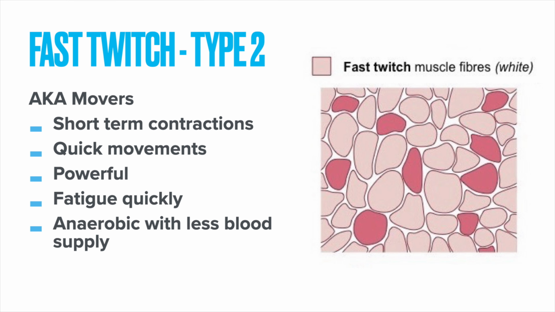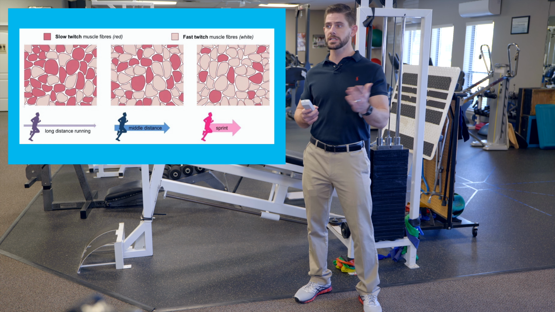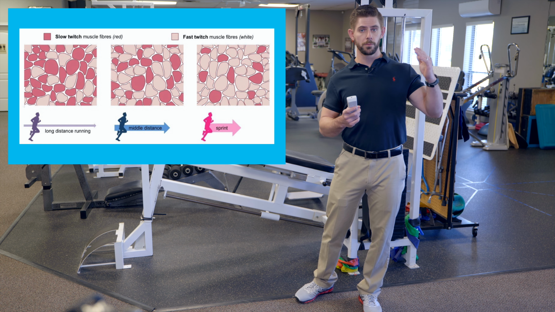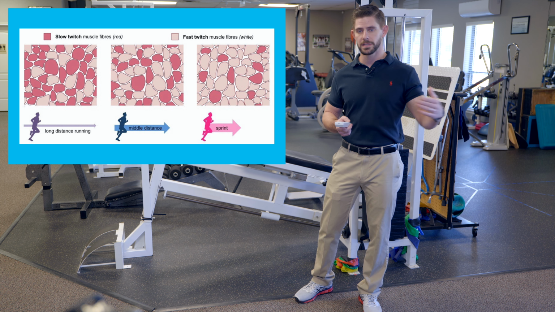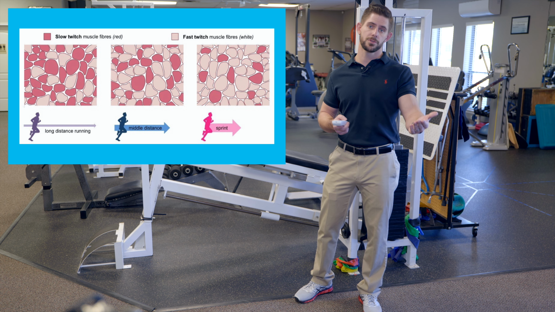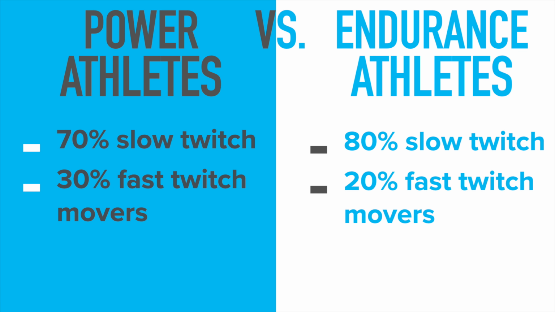Type 2 fibers, also known as fast twitch fibers, are going to work in a shorter period of time. They're going to involve quick movements, powerful movements, and have a very quick fatigability. One example would be sprinting. Sprinting you could perform for only a short distance before you have to slow down. Another more functional example would be getting up out of a chair, involves type 2 fibers. Power athletes have about 70% slow twitch fibers and 30% fast twitch, versus an endurance-based athlete has 80% slow twitch and about 20% fast twitch fibers.